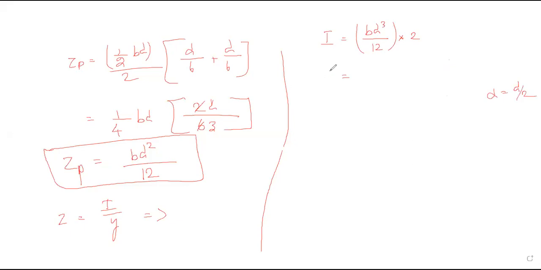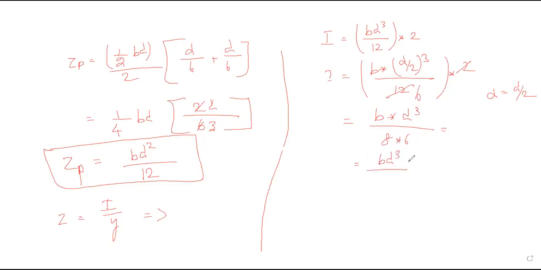So I is equal to B into D by 2 the whole cube, divided by 12 into 2. So now it becomes 6. So B into D cube divided by 2 into 2 into 2, that is 8, and 8 into 6. So the value is BD cube divided by 48.